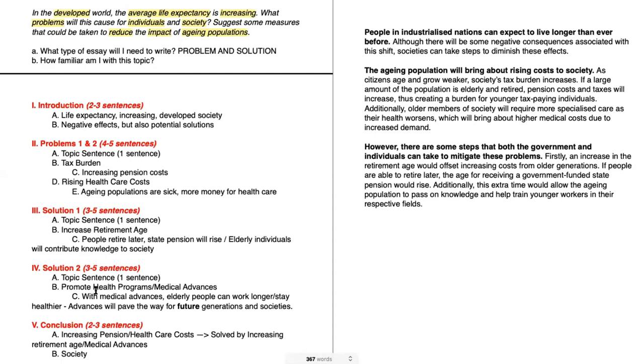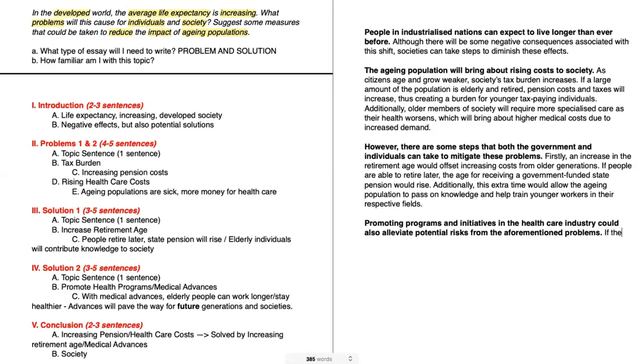Now, the second solution. I'm right here, paragraph 4, and I'm going to talk about promoting health programs. So my topic sentence will be: promoting programs and initiatives in the healthcare industry could also alleviate potential risks from the aforementioned problems. Aforementioned problems, great vocabulary. Basically, I'm talking about these problems in the second paragraph. And so my explanation in detail would be to promote medical advances and health problems.